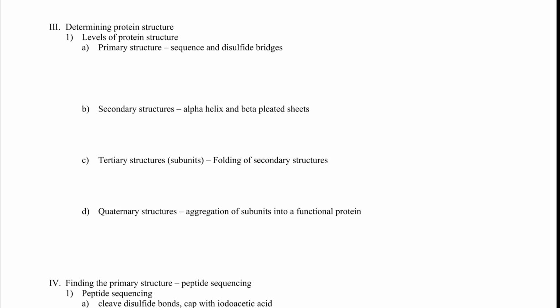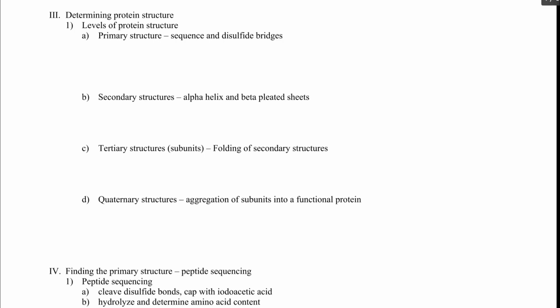So this next section is usually titled something like determine protein structure, but really we're not determining the protein structure. I'll go over how you determine a primary structure, but principally what we're going to be looking at is what the different levels of protein structure are, and then we'll talk about how we determine primary structure. So primary structure by itself is the sequence of amino acids. So, alanine, glycine, methionine, whatever the order is, that's the primary structure.